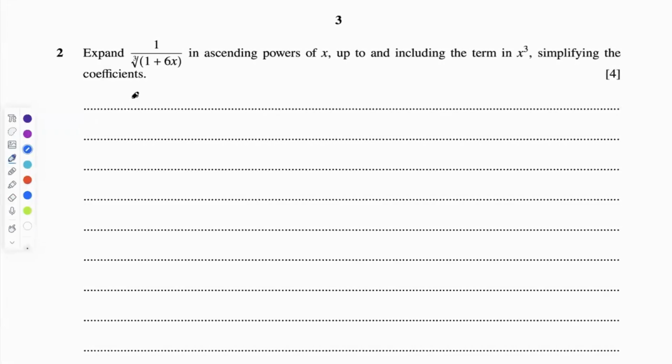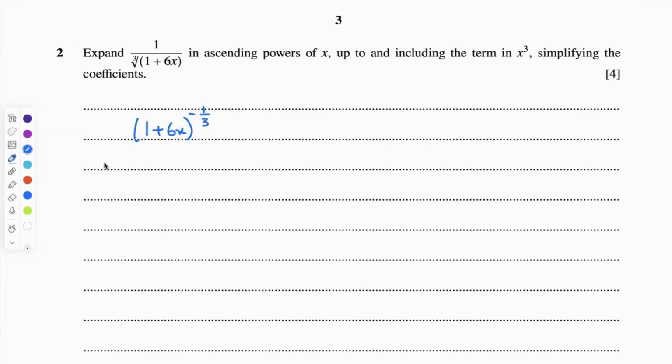In question 2, we have to expand 1 upon cube root of 1 plus 6x up to and including the term in x cubed. Now, to expand this expression, first we'll have to bring it in the numerator. So this will become (1 plus 6x). And as cube root is 1 upon 3, when we bring it in the numerator, the power will become negative 1 upon 3.